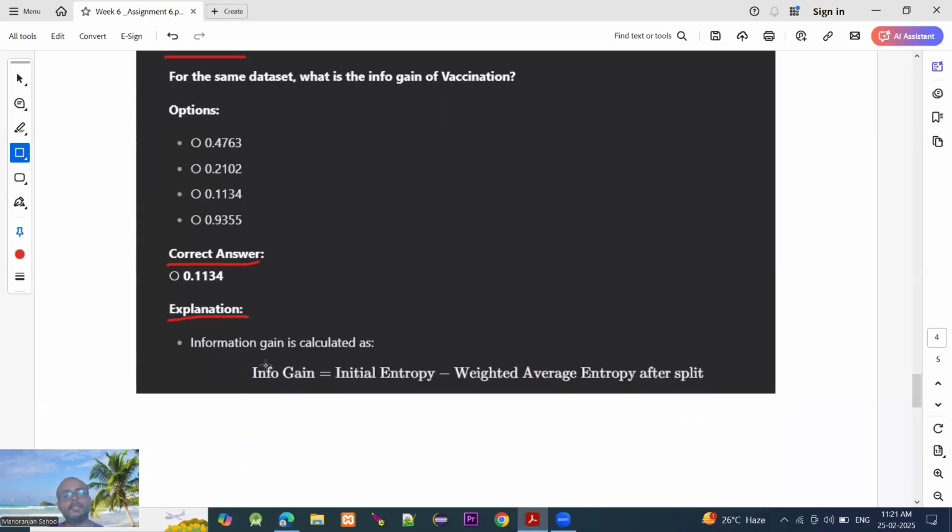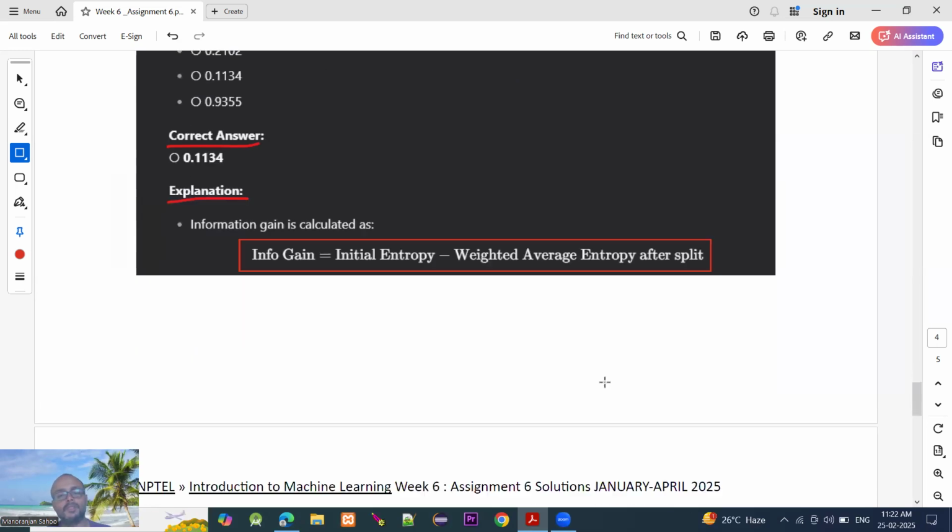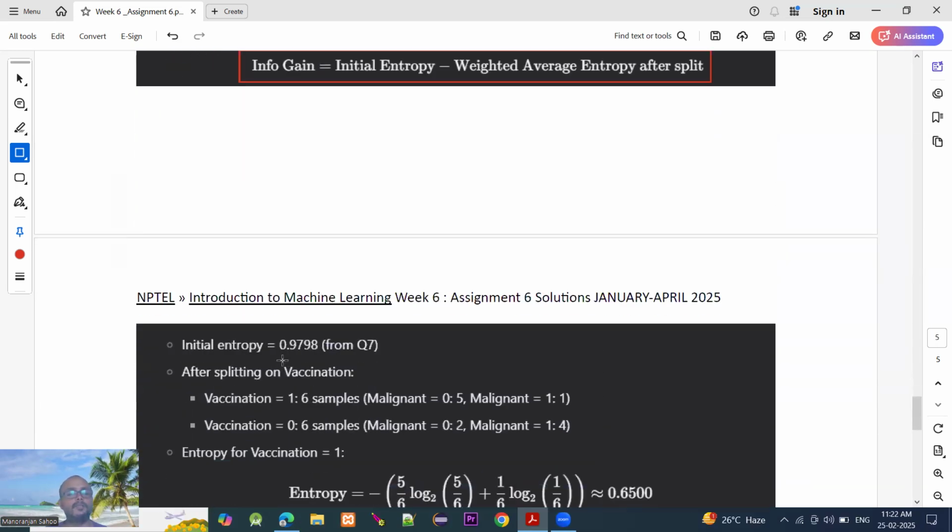Information gain is calculated as info gain equal to initial entropy minus weighted average entropy after split. This is the formula you will try to remember. The initial entropy is 0.9798 from question number 7. After splitting on vaccination, vaccination equal to 1: 6 samples, with malignant equal to 1: 1 and malignant equal to 0: 5. Vaccination equal to 0: 6 samples, malignant equal to 1: 4, malignant equal to 0: 2.